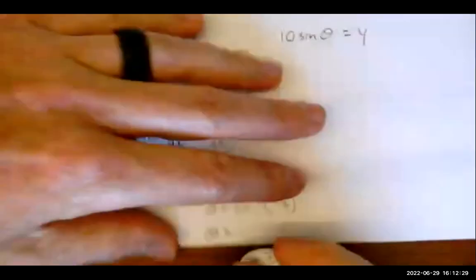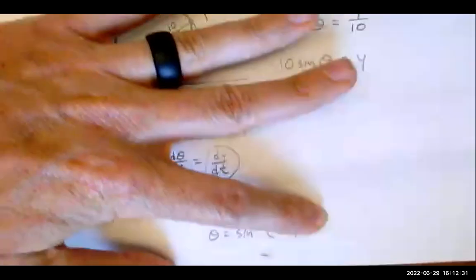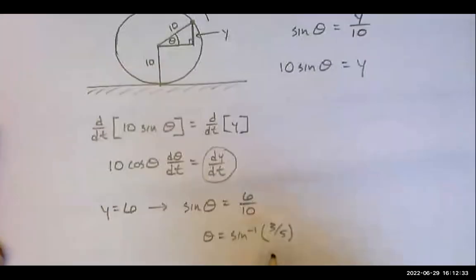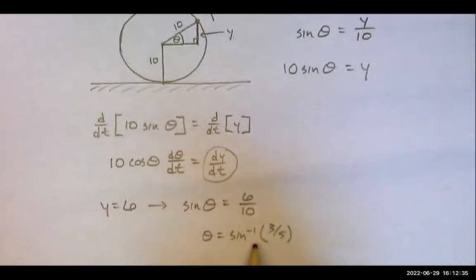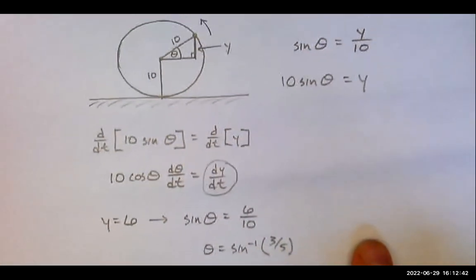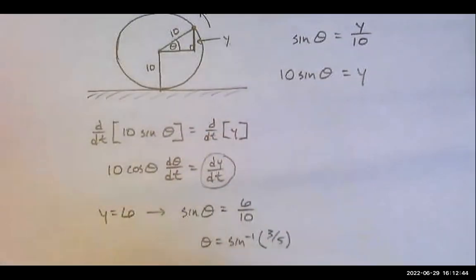You know what? I think we're just going to leave it like that. I think if we put that in a calculator, we might get a nice answer, we might not. I'm just going to leave it like this and only round at the very end. Okay, cool. We know what theta equals at that moment. We can plug this in.